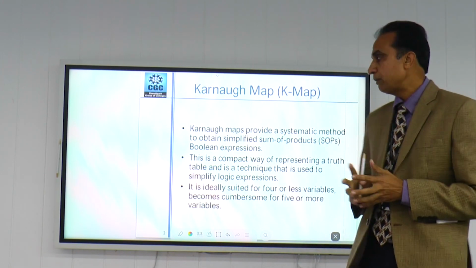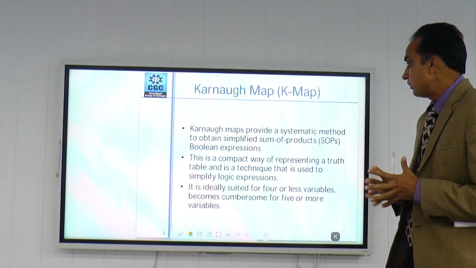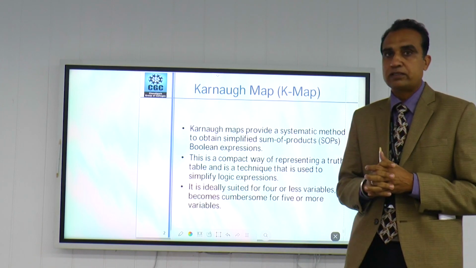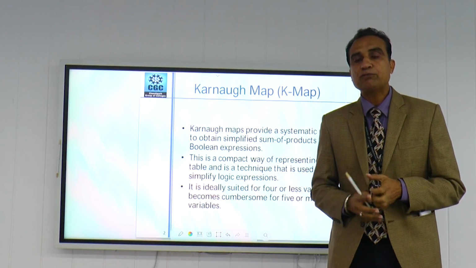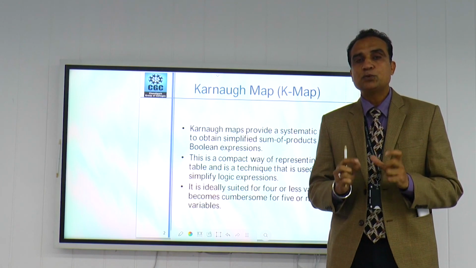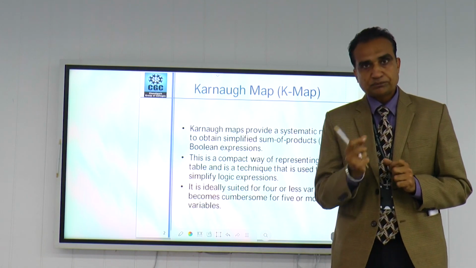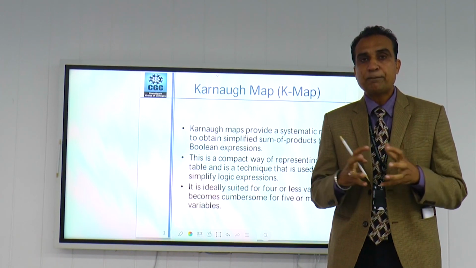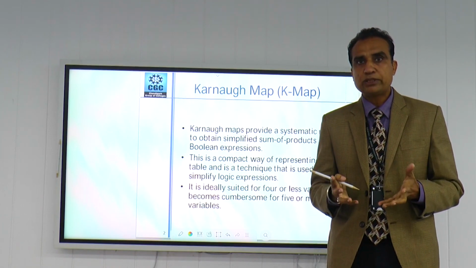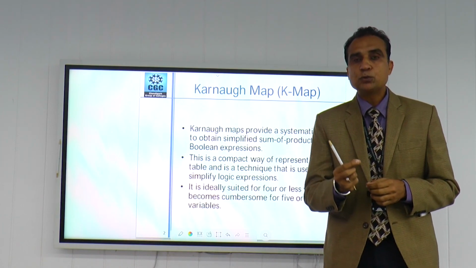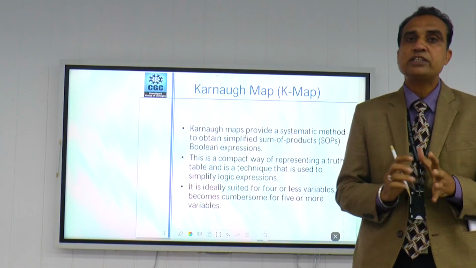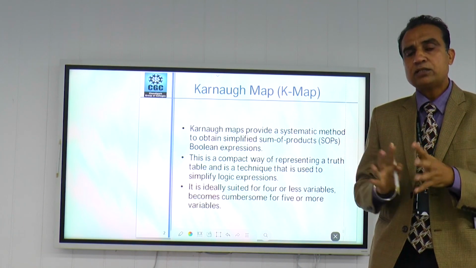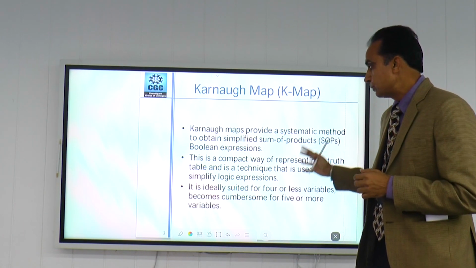Another definition of K-map is, this is the compact way of representing a truth table and the technique that is used to simplify the logical expression. The second thing why we use K-map is that it is a compact way to represent the truth table. What is a truth table? Truth table is a table which is used to represent the input-output combinations in case of logic circuits. This is why we use the K-map.